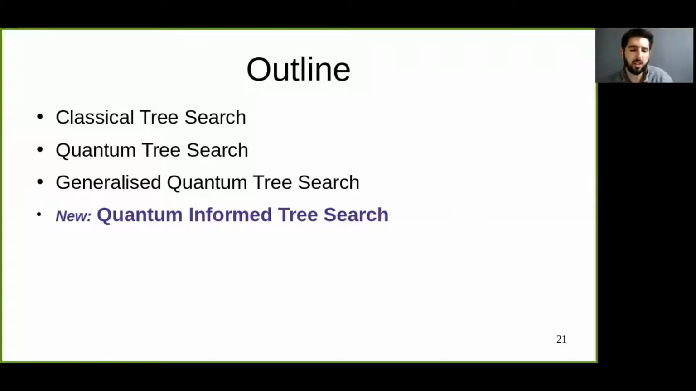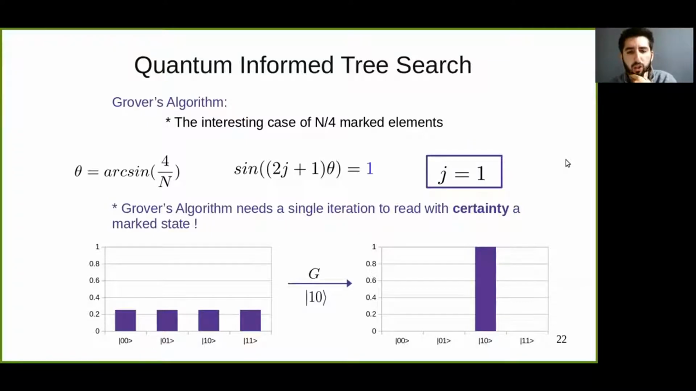Now, to end this talk, let's give some new insights on quantum-informed search. In the beginning of this talk, we said that amplitude amplification is a form of quantum heuristic. And so, consider the interesting case of Grover's algorithm when we have n/4 marked elements. In this case, Grover's algorithm needs a single iteration to read a marked element with certainty. And so, consider the following example. If we had 4 actions, and so we build the uniform superposition over 2 qubits, and we want to collapse this state into the action 1, 0, Grover's algorithm needs a single iteration to read this state with certainty.